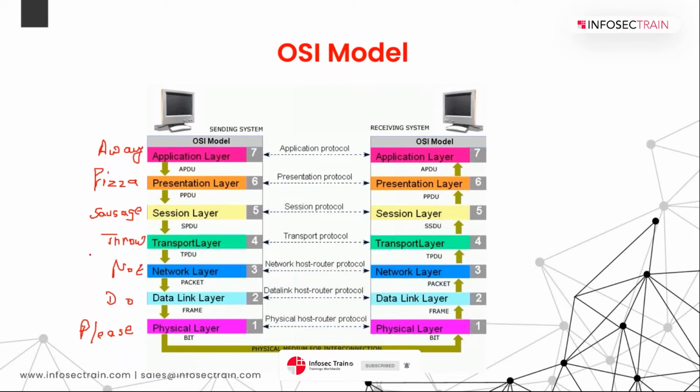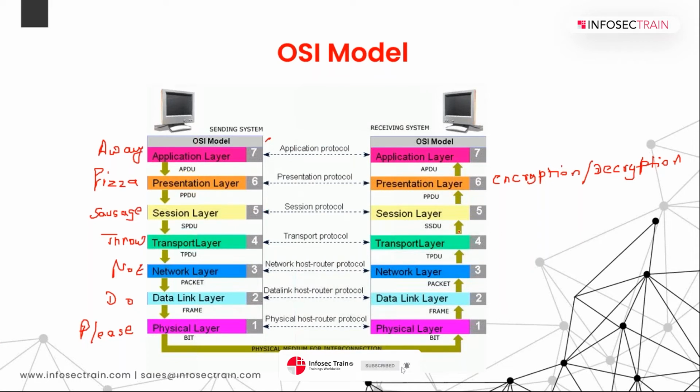Then what is the working of every layer? Let's start with the 7th layer, which is the application layer. The application layer is the layer which is nearest to the user, like our browser. If we are browsing the internet, that is our application layer. Then the next is the presentation layer. In the presentation layer, the encryption and decryption of data takes place. So the data is encrypted and decrypted at the presentation layer for security issues, right?